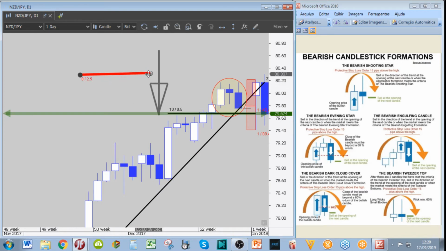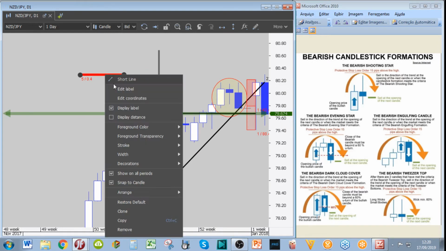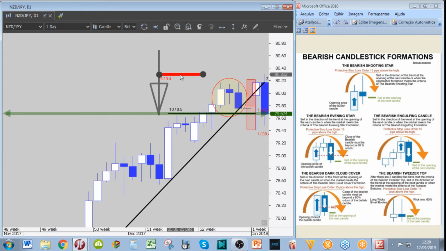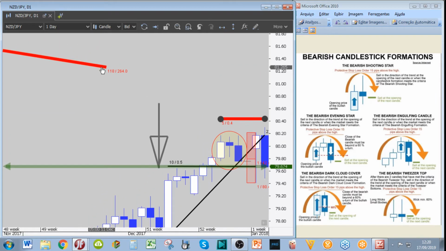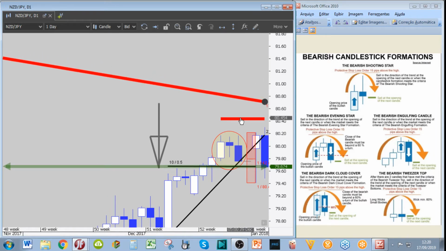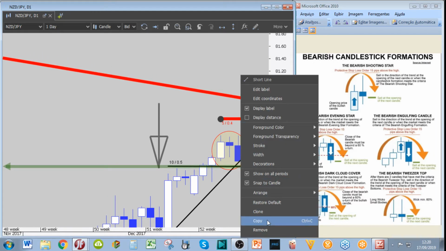Okay, and number one, we are going to put a stop loss. If you don't have enough capital, put a stop loss 15 pips above the candlestick formation. If not, put your stop loss level above the downtrend line.